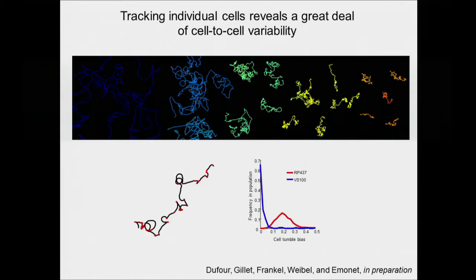And by recording trajectories and detecting the individual tumbles, you can calculate a distribution of this probability to tumble, which is called the tumbling bias of the individual cell in the population. And you see that there are cells that will change direction about 10% of the time and others about 40% of the time. The blue line here is a control for cells that basically cannot change direction. So you see that there's a wide diversity.